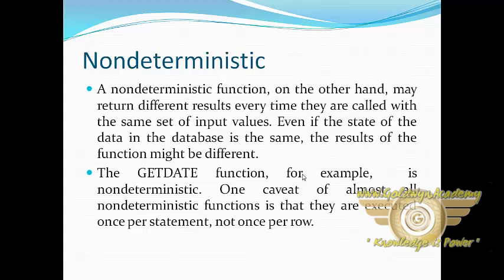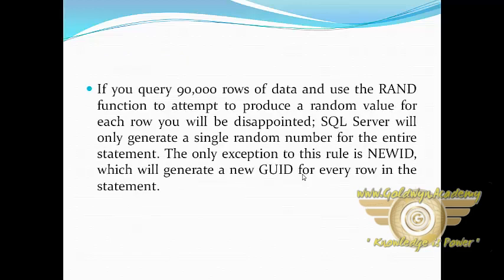One caveat of almost all non-deterministic functions is that they are executed once per statement, not once per row. If you query 90,000 rows of data and use the rand function, which is the random function, to attempt to produce a random value for each row, you will be disappointed. SQL Server will only generate a single random number for the entire statement. The only exception to this rule is newid, which will generate a new GUID for every row in the statement.